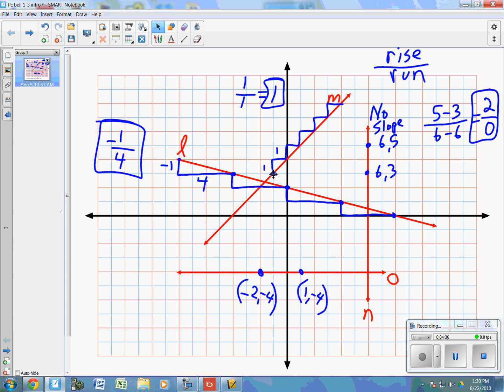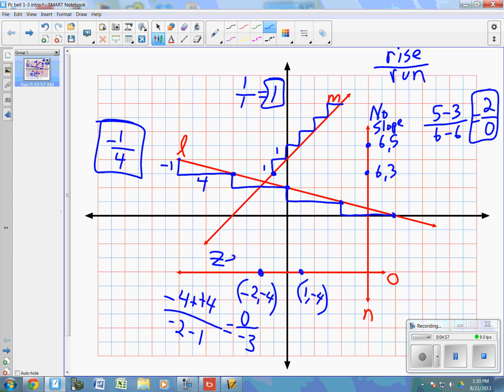So if I figure out the slope on this one, negative 4 minus a negative 4 over negative 2 minus 1. What's negative 4 minus a negative 4? It's 0, isn't it? And negative 2 minus 1 is negative 3. What happens when you divide a number into 0? 0. So we call this one has 0 slope. It's a horizontal line. All horizontal lines have zero slope. All vertical lines have undefined or no slope. Okay? Remember that?